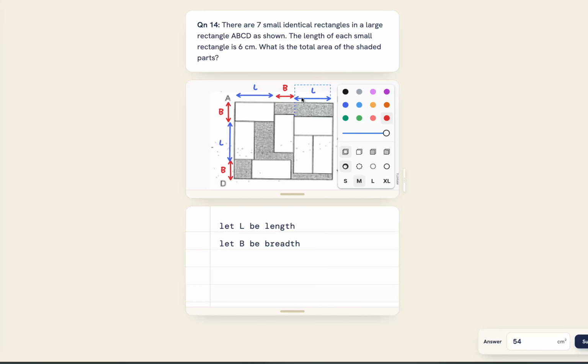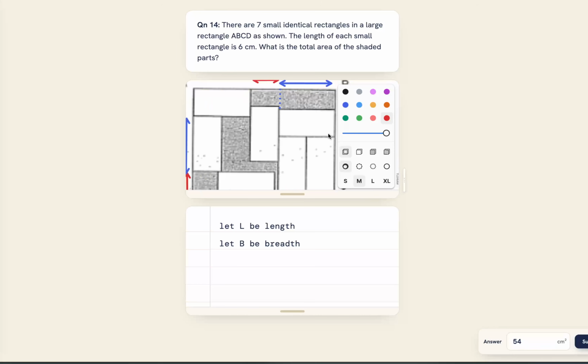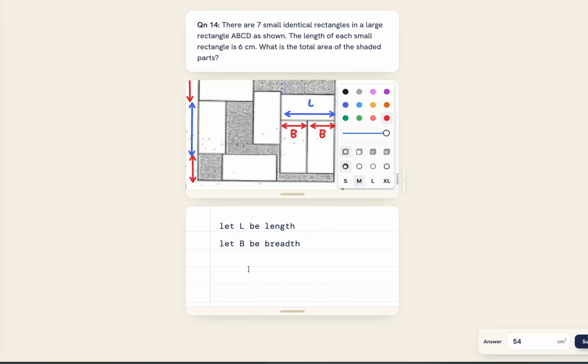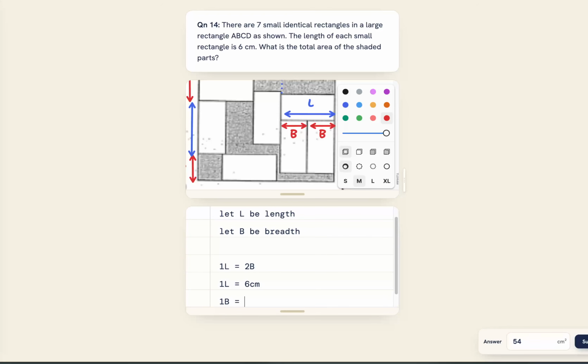Okay, so the thing is that if you look closely, this is one length and this is one breadth or two breadth. In this case, one length is equal to two breadth. And we know one length is 6 centimeters, so 1L is equal to 6 centimeters. Therefore, two breadth is equal to 6 centimeters. One breadth is equal to 6 divided by 2, and this will give us 3 centimeters.